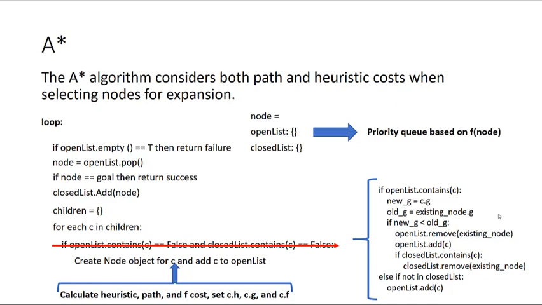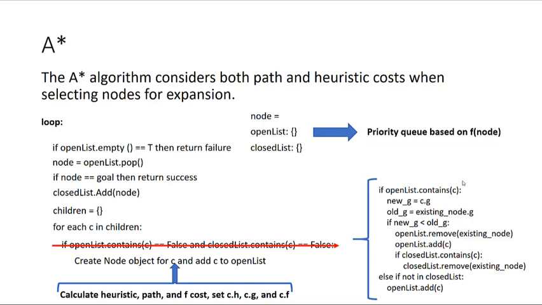And then the big change from A star to the other algorithms is this if block right here. So for each child, previously we were just checking if they were in the open list or the closed list and then adding them to the open list. Now with A star, we're going to do something a bit more involved.